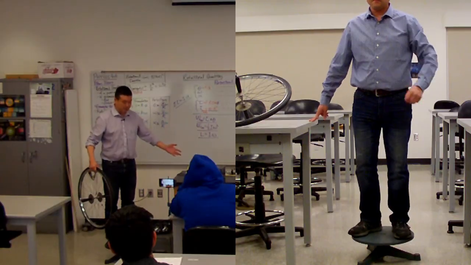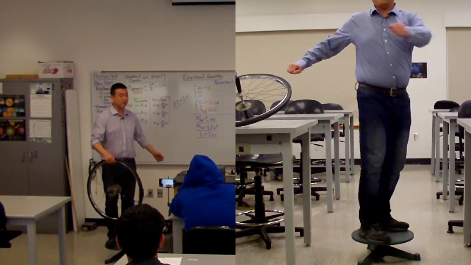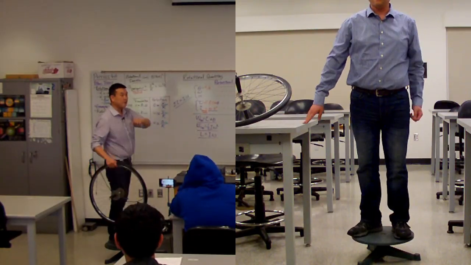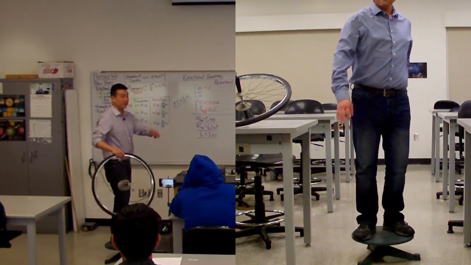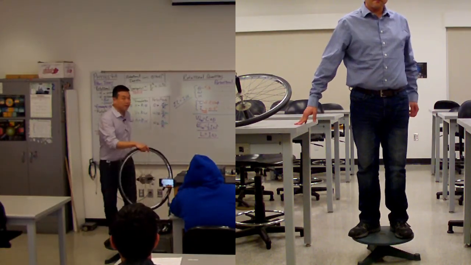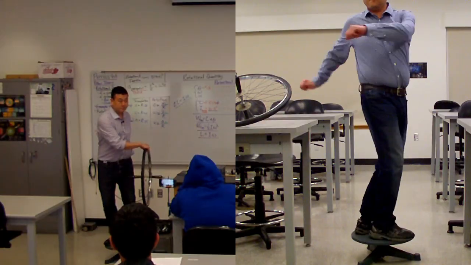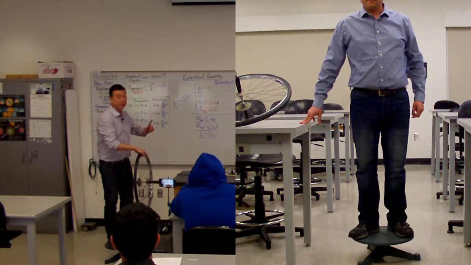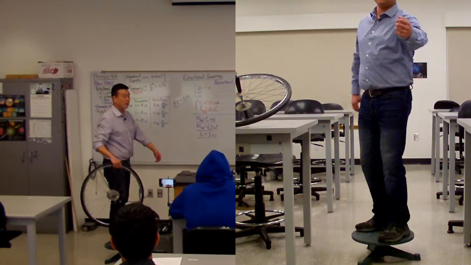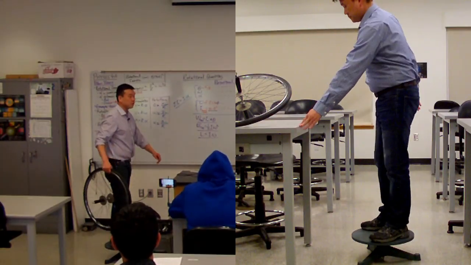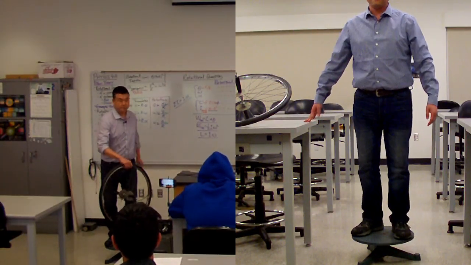So what do you see as I try to make my upper body rotate, viewed from top, clockwise? What do you see with my lower body? If I try to make my upper body rotate clockwise, my lower body goes counterclockwise, the opposite way. Why is that? What principle would you use to describe what's happening here?